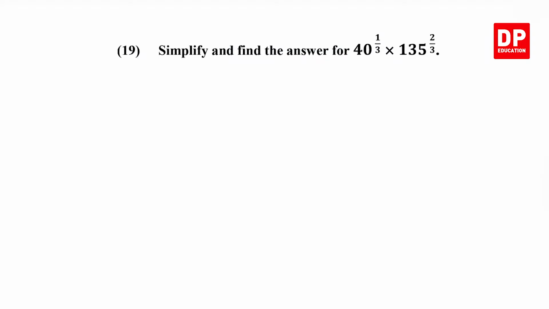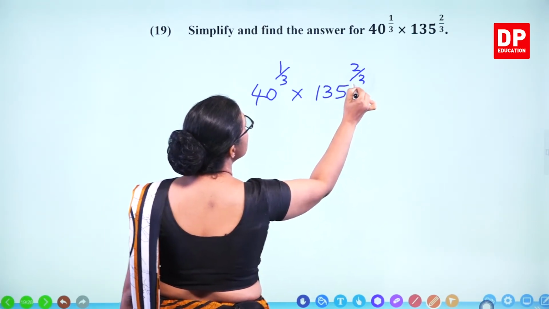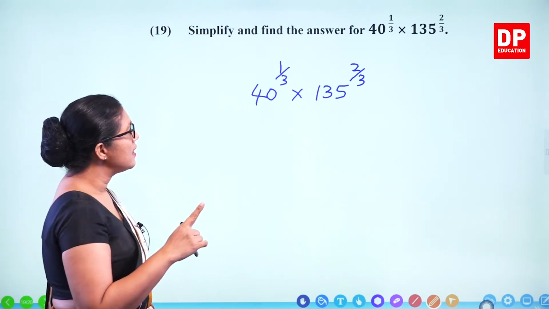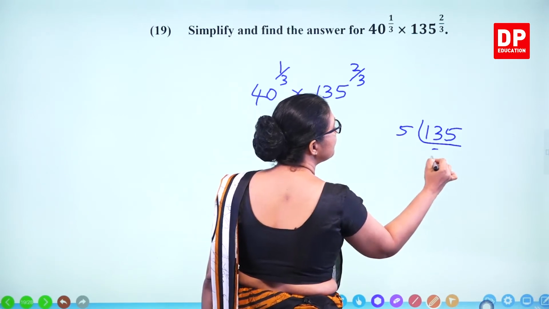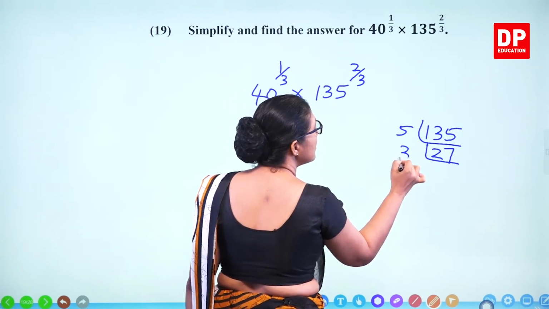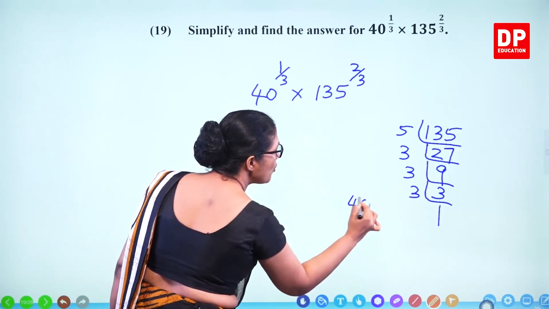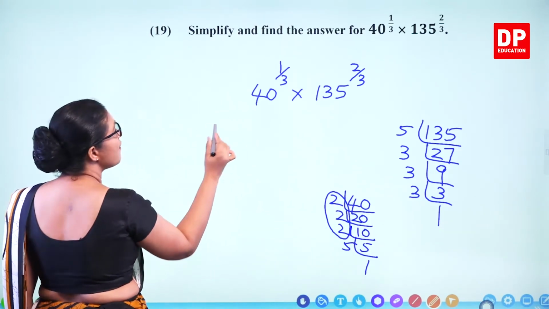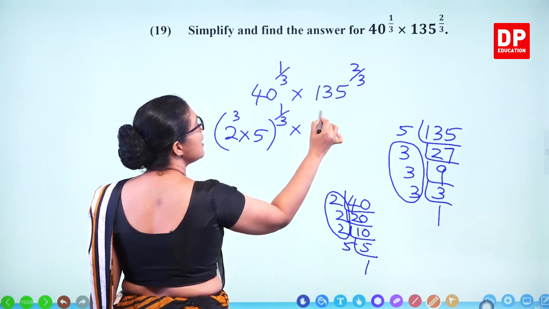Question number 19. Simplify and find the answer for 40 to the power 1/3 times 135 to the power 2/3. How can we do that? Here 40, how can you write? 10 times 4. Or we can write 135 as 27 times 5, and 27 is 3 to the power 3. 40 also we'll see how you can write. This is 2, 2, 2 and then 5. So we can write 2 to the power 3 and 5 here. 135, we can write as 3 to the power 3 and 5.